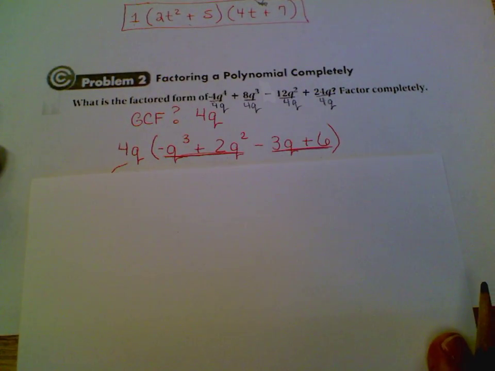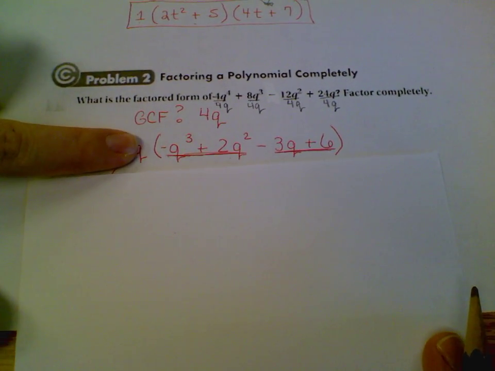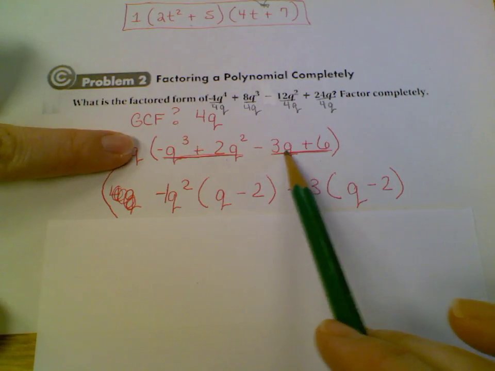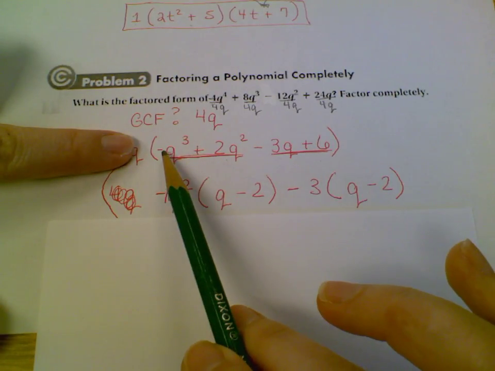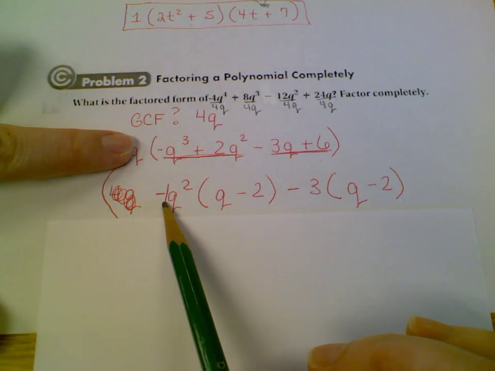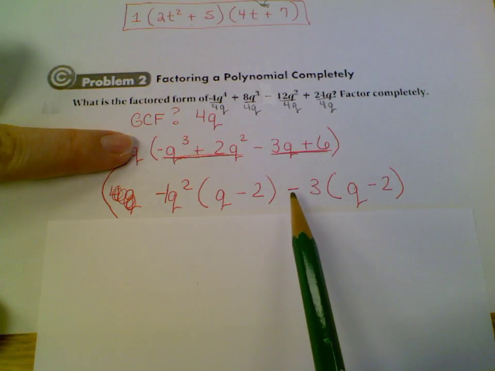Now I'm going to do my grouping. So I'm going to set aside my GCF for the time being, and I'm going to do my grouping where I match up the first two and the last two. Now, any time in your grouping that the first term is negative, you need to pull that negative out, otherwise it will mess up your signs.